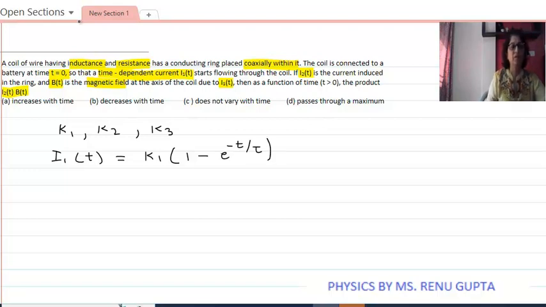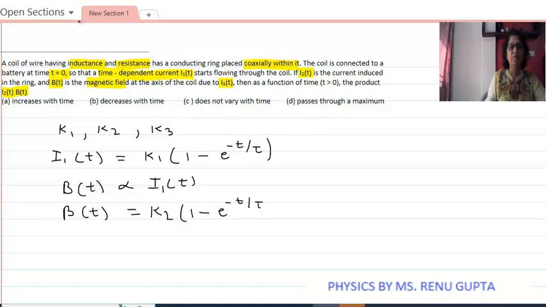Now due to this current, a magnetic field is induced at any time t, which will be proportional to I1(t). Therefore the magnetic field at any time t is equal to, taking the constant of proportionality as K2, and current is I1(t), that is 1 minus e to the power minus t upon tau.